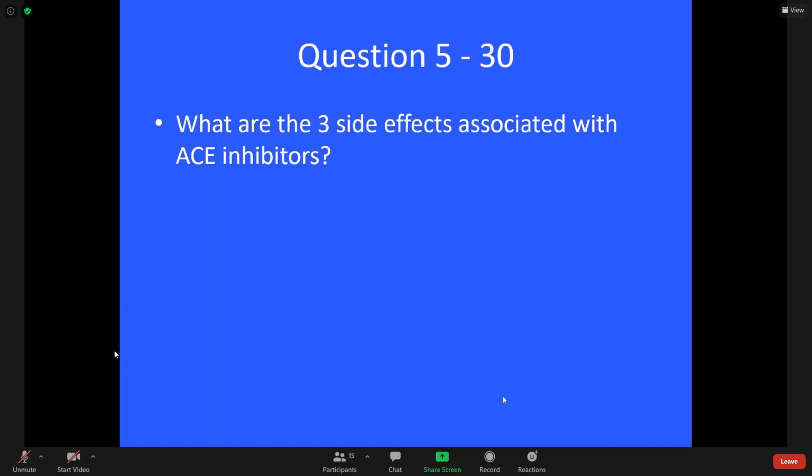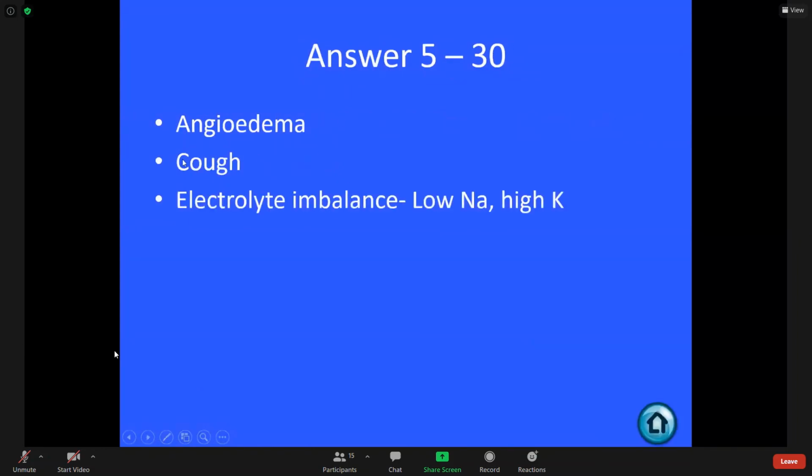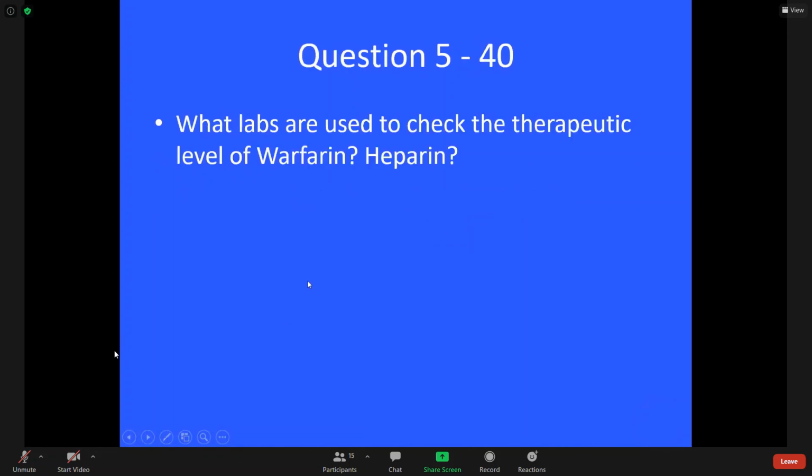You're looking for others? Headaches, dry cough, fatigue, taste loss, all the fun stuff. Yeah. The persistent dry cough is probably one of the more common side effects that you see with the ACE inhibitors that patients complain about, along with the imbalance, you got the low sodium, high potassium, or you have the possibility of the angioedema. Good job.